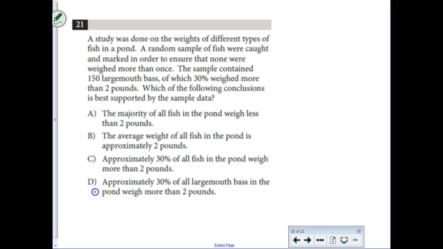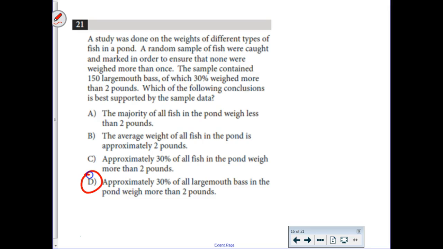Okay, so they sampled some bass, 150 of them, but only 30% weighed more than 2 pounds. So, is it true that a majority of all fish in the pond weigh less than 2 pounds? The average weight of all fish is approximately 2 pounds. Approximately 30% of all fish in the pond weigh more than 2 pounds, or approximately 30% of all largemouth bass in the pond weigh more than 2 pounds. Who did they sample? Largemouth bass. So the only conclusion you can make is about largemouth bass. So all of a sudden that became a very easy question. It's got to be D.